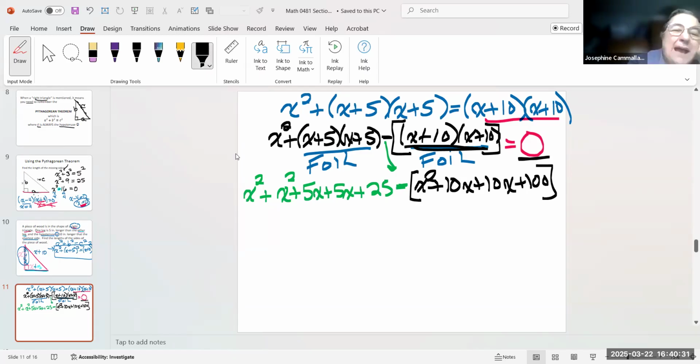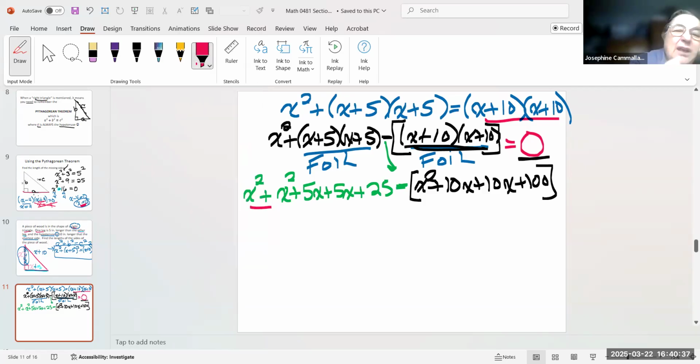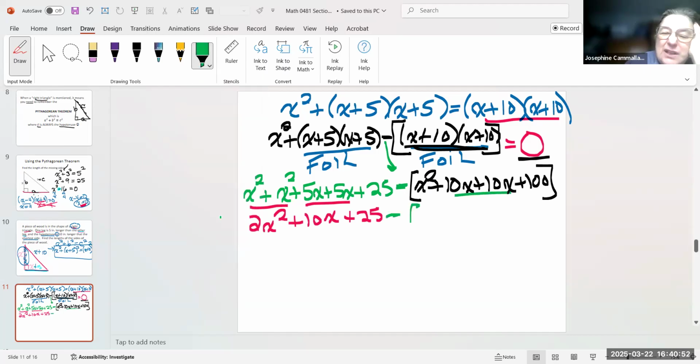Well, let's combine terms. These two are going to give me 2x, 10 plus 25. Now, don't forget, I have this minus sign. We're going to combine terms. This is going to give me x squared plus 20x plus 100.